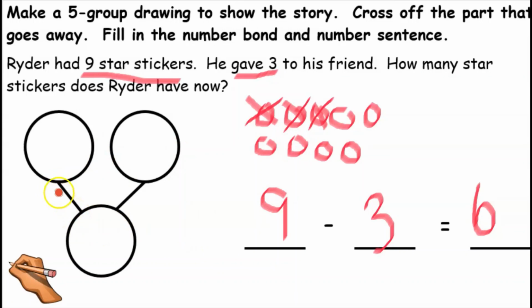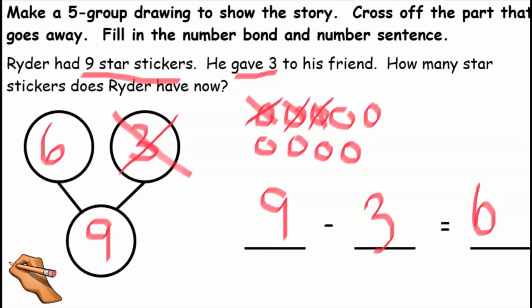All right, our number bond is starting from the bottom. We know that this is the whole because the 2 lines are both connected. 9 minus 3, I'm going to cross that out, equals 6. Our number bond, number sentence, and drawing match the story.